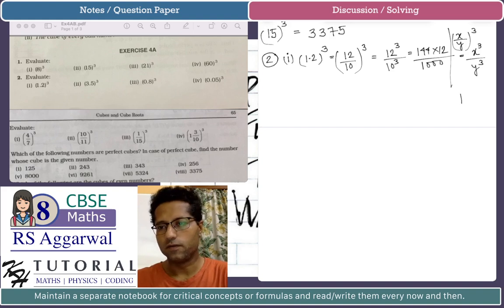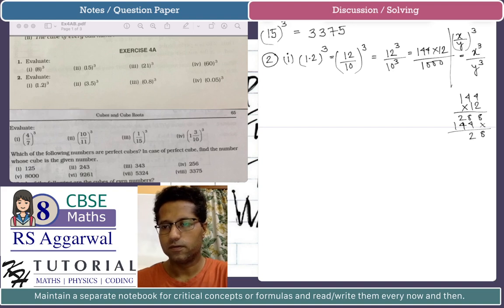Now you have to quickly find what is 144 multiplied by 12. So we have 1728. So this is equal to 1728 divided by 1000, which is equal to, in decimal form, 1.728.